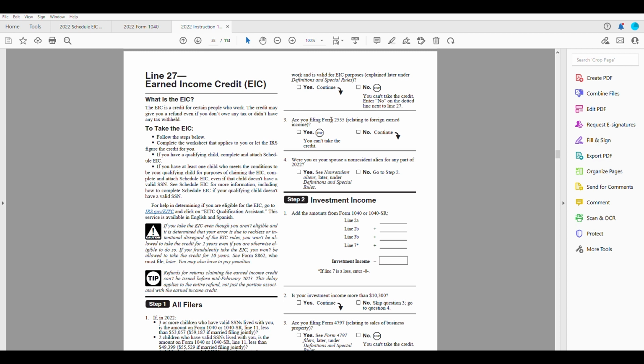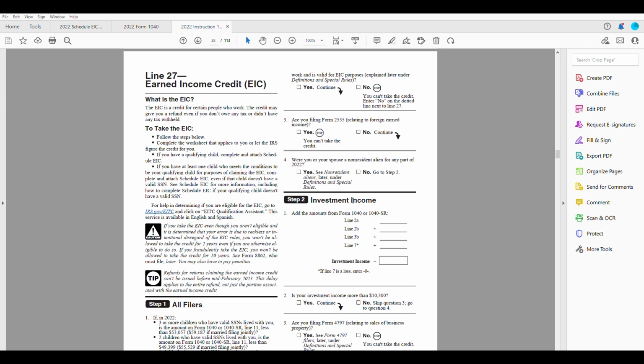Did we file Form 2555? No, we didn't, because this form relates to foreign earned income, and these taxpayers were in the U.S. for the tax year. So we go no. Then the next question is, were you or your spouse a non-resident alien for any part of the year? We're going to say no and go to step 2, investment income.